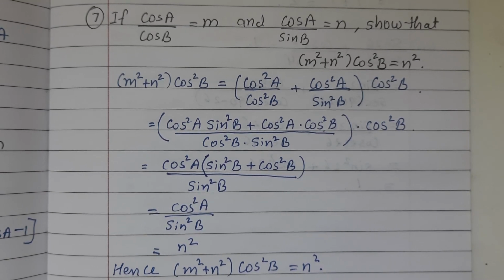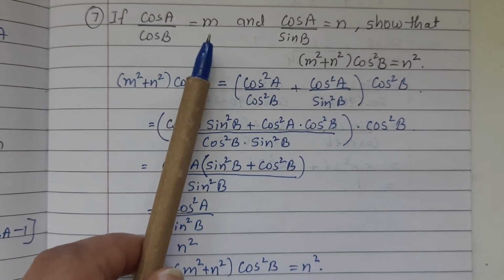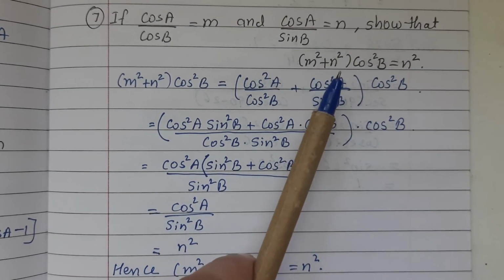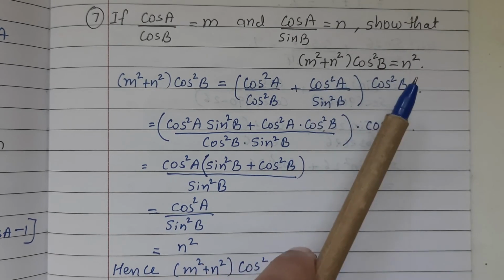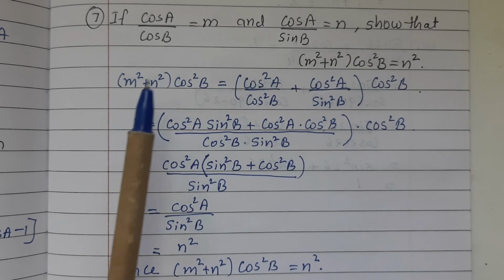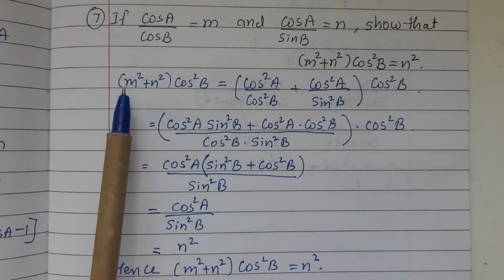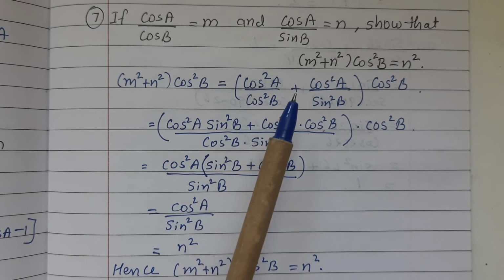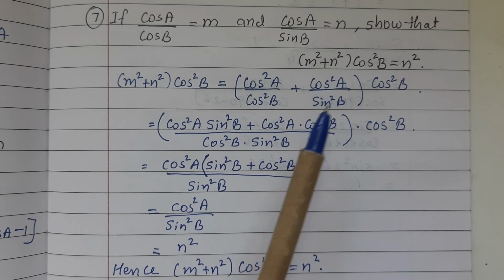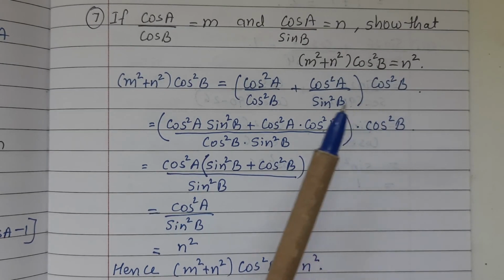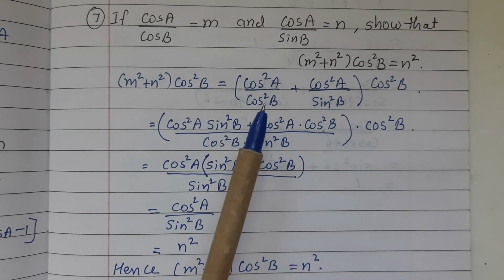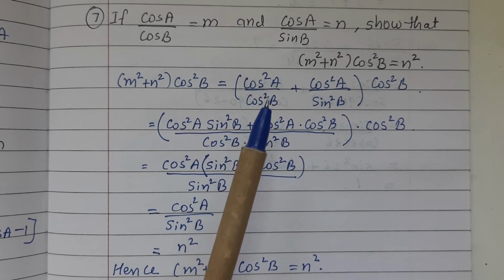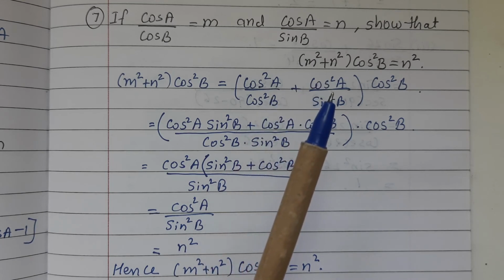Sum number 7. If cos A upon cos B equal to m and cos A upon sin B equal to n, show that m square plus n square into cos square B equal to n square. m square plus n square into cos square B. Substitute the value of m and n. m square is cos square A upon cos square B plus n square is cos square A upon sin square B into cos square B. LCM of denominator is sin square B into cos square B. Therefore, multiply and divide this term by sin square B, multiply and divide this term by cos square B.